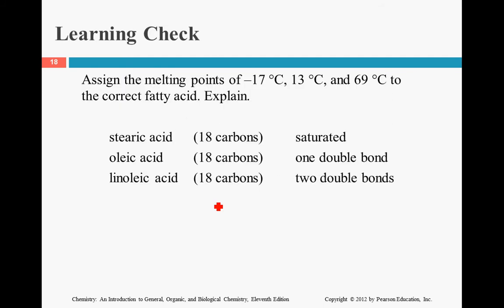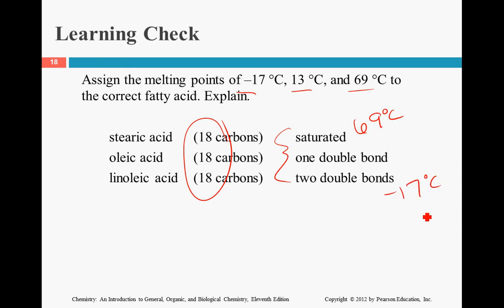So if we wanted to compare, we want to say which one's negative 17, which one's 13, which one's 69. Notice they're all 18 carbons, so we don't have to worry about how many carbons there are. What we do have to look at is whether it's saturated or unsaturated. Saturated is going to take the highest temperature to go from a solid to a liquid. That's 69 degrees. The double unsaturated is going to melt first. That's negative 17 degrees. And then that means that the one double bond, 13 degrees.